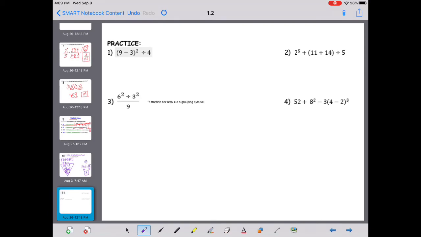Okay, and then these 4 problems, if you would like, it would be great if you could pause it right here and then come back and just check out what I have for answers.